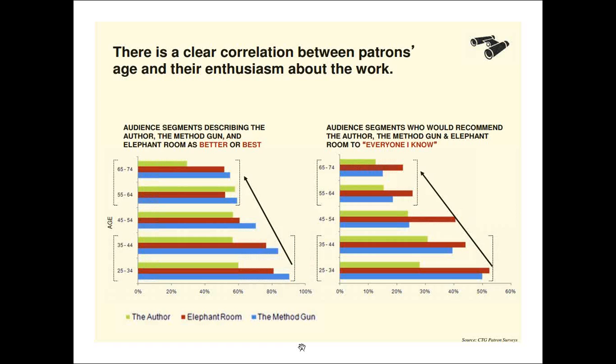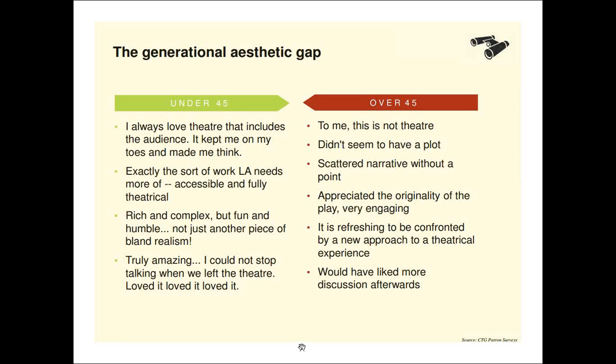Next slide, please. We think we're seeing a generational aesthetic gap. We're hearing our younger audiences are likely to say that they love theater that includes the audience, that makes them think, that is complex and not just another piece of bland realism. But our older audiences are saying things like they don't think it's theater, it didn't seem to have a plot, they didn't know what the point was. They're still saying they appreciated the originality of the programming, and they're hungry for conversation around the work.